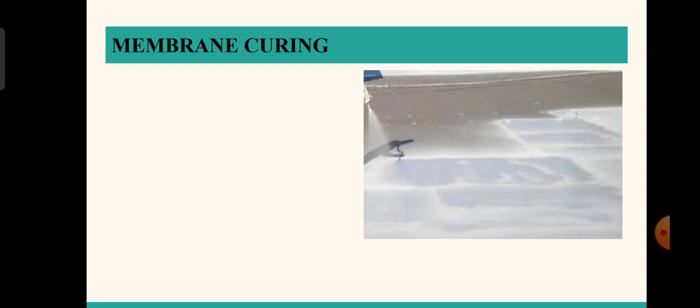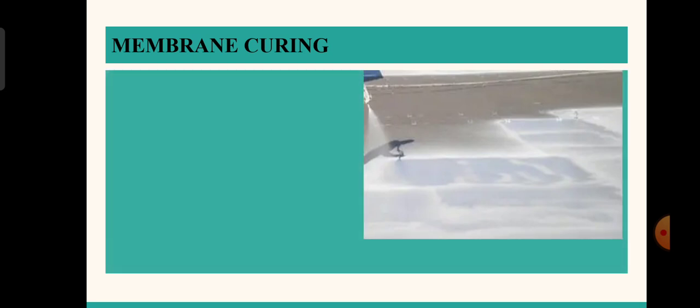So the next type of curing is membrane curing. A membrane is formed on the concrete surface to avoid evaporation of the moisture in the concrete. Basically there are two types of membranes which are used for membrane curing, that is water based as well as oil based.